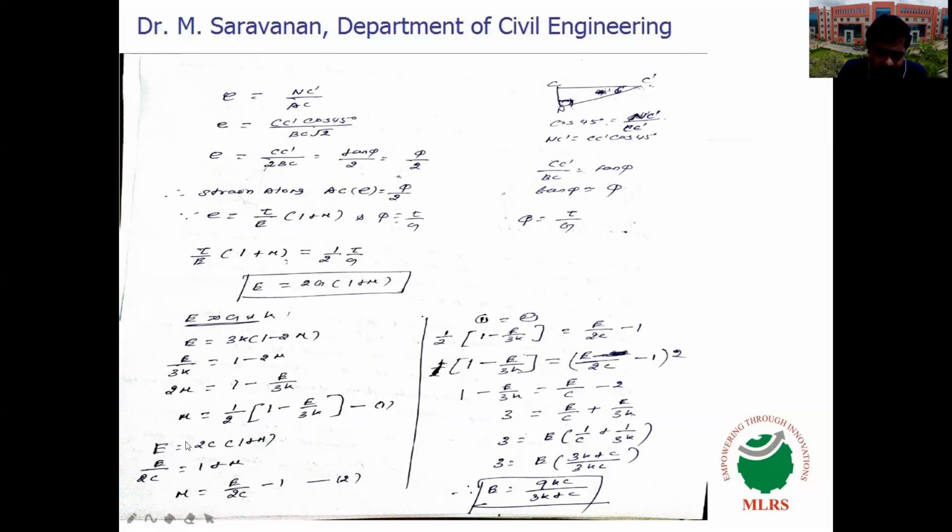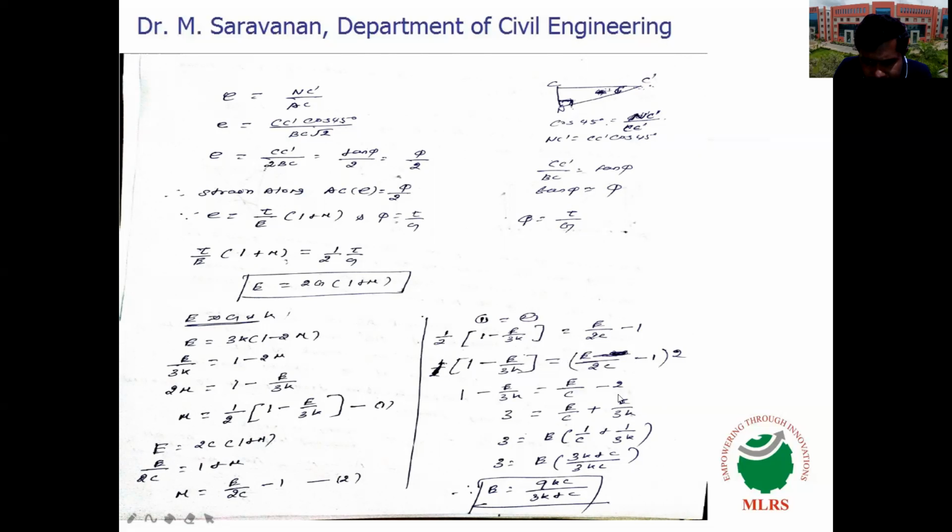So from this relation, E equal to 2C into 1 plus mu, therefore E divided by 2C equals 1 plus mu. Therefore mu is equal to E by 2C minus 1. This is the second equation. If you equate equations 1 and 2, you get 1 by 2 into 1 minus E by 3K, which is equal to E by 2C minus 1. So 1 minus E by 3K will be equal to E by 2C minus 1, into 2.